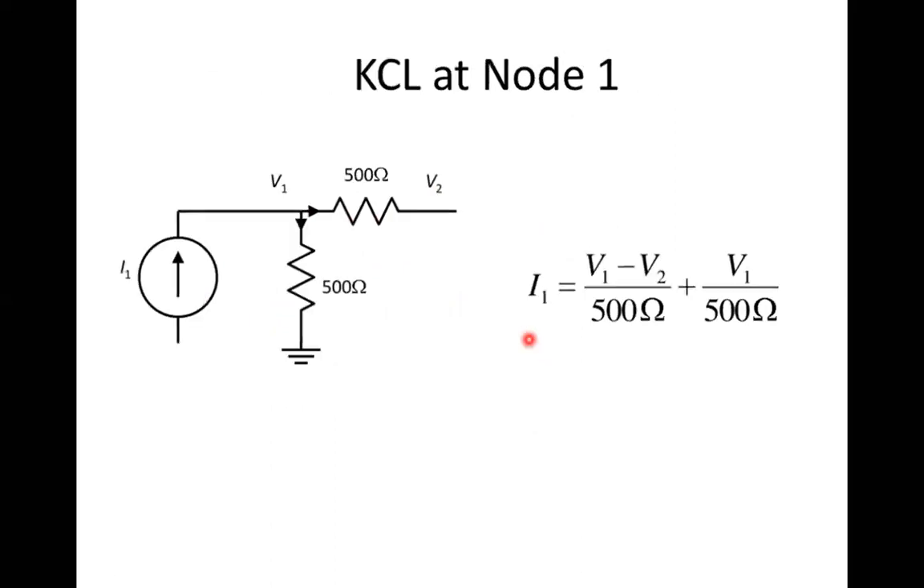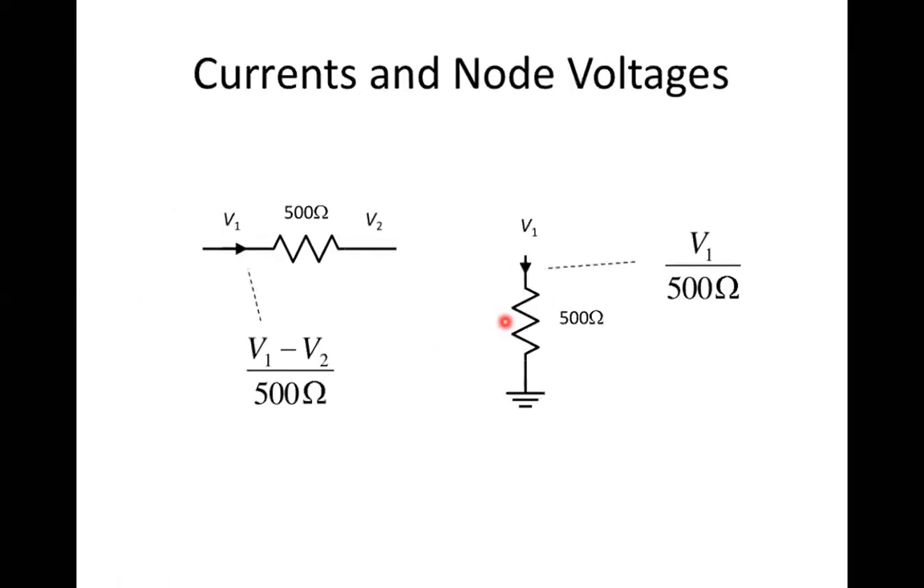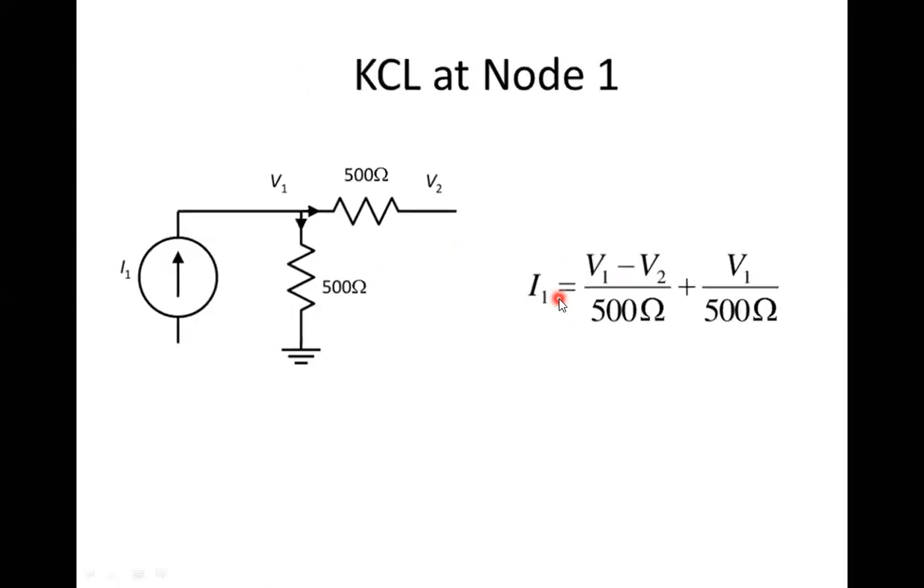Now applying Kirchhoff's current law at node 1, what will be the total value? We are finding out the I1 value. This is I1. So I1 should be equal to what? This is nothing but the current in this particular branch, V1 minus V2 by 500, and here it was V1 divided by 500. So the total I1 at this particular node will come as V1 minus V2 by 500 plus V1 by 500. This is how, by solving explicitly into the two branches and summing up the two currents in this manner, we get the equation at node 1.